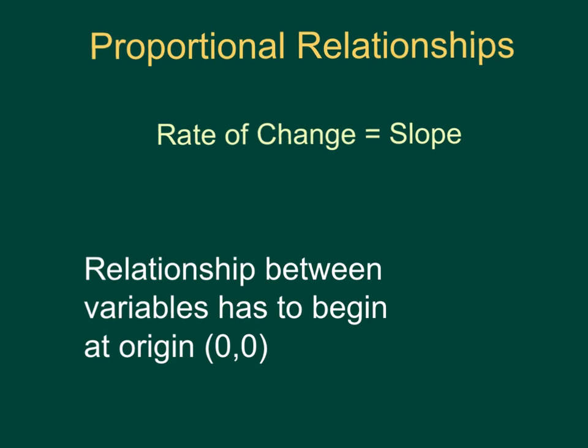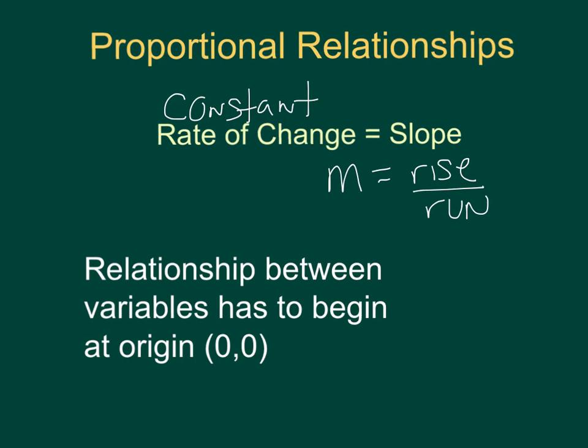This video is going to look at proportional relationships. Proportional relationships all have a constant rate of change. A constant rate of change means that it changes by the same amount each time, which means that the slope is also constant. Remember that slope is our rise over our run. It's the change in the y compared to the change in the x.